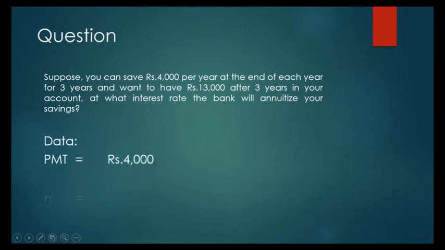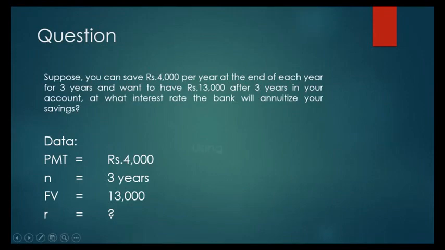So yes, 4,000 is PMT, and we are calculating for 3 years, so n is equal to 3 years. What we require is to have 13,000 after 3 years in the account. So this is the future value, and what we are required to calculate is the R value, or interest rate, which will be applied in this calculation in order to get the target value of 13,000 after 3 years.